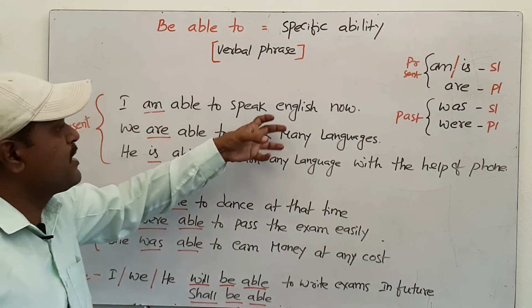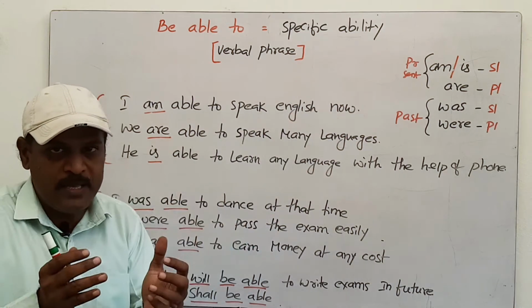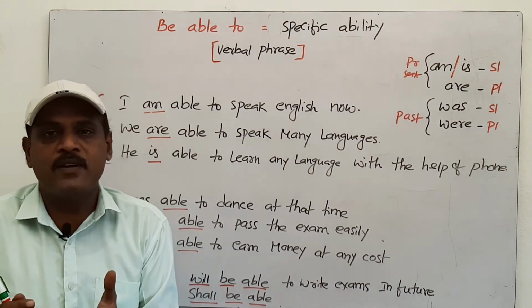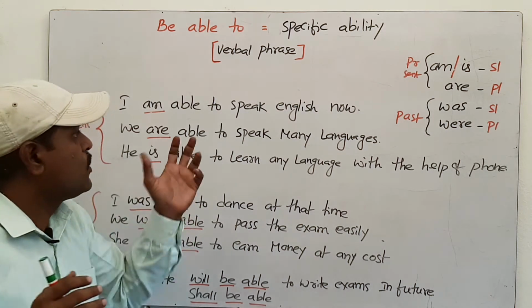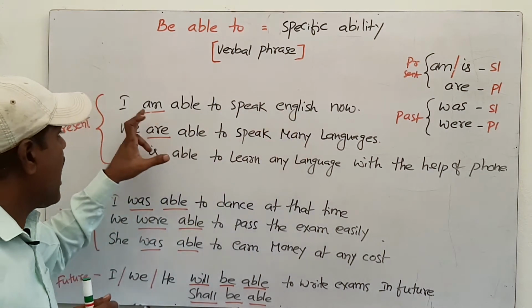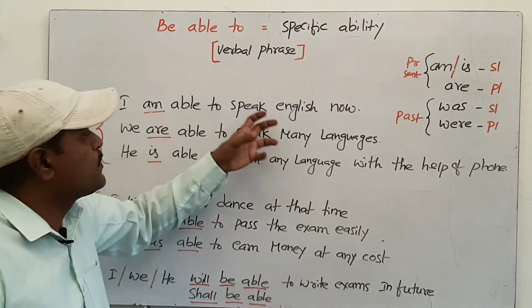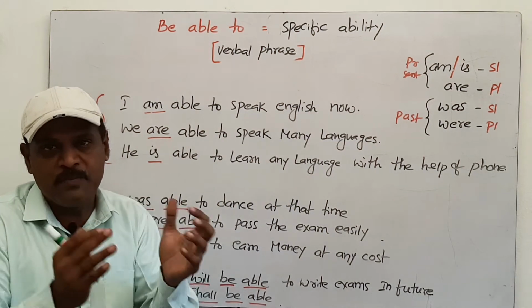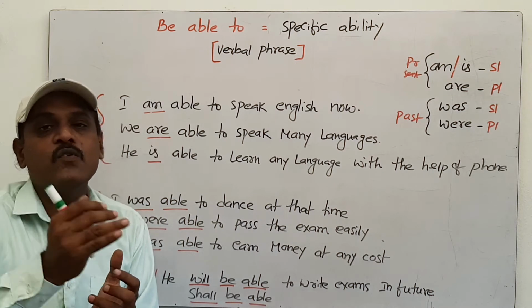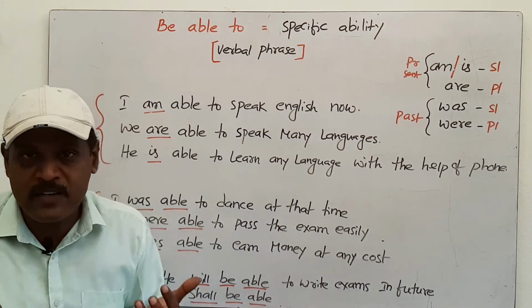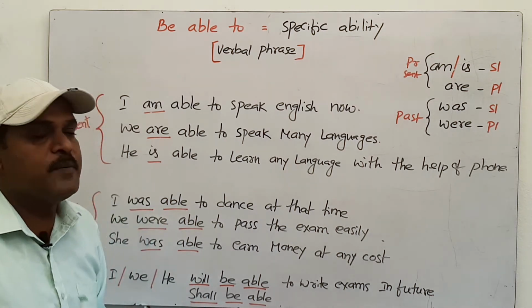I am able to speak English now. That means at this time, at this period of time, I have the ability to speak English. In case of negative, I am not able to speak English now. I am not. In case of question, am I able to speak English right now? In this way, we can frame easily.